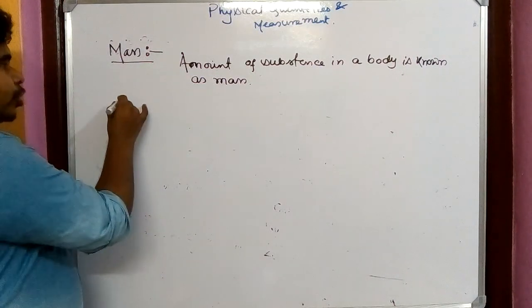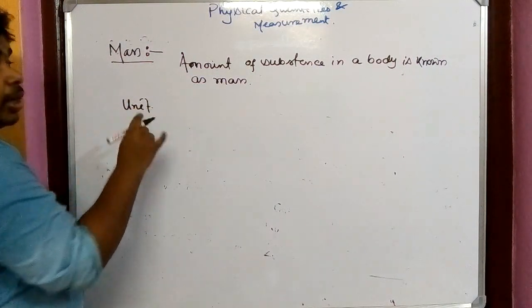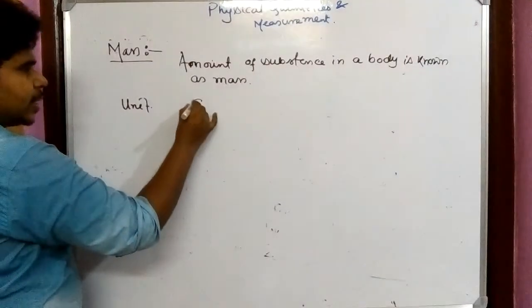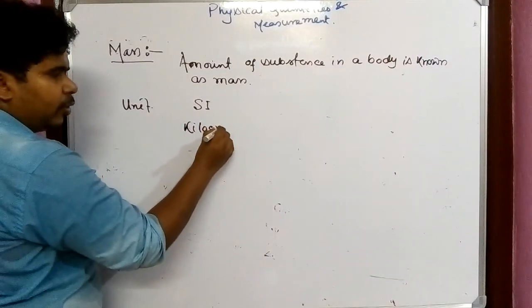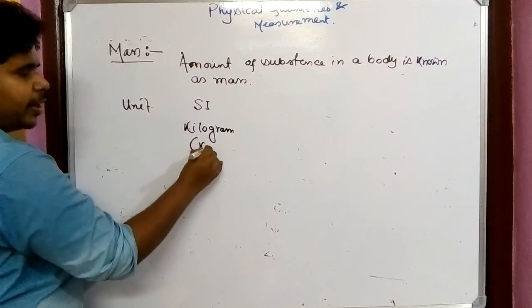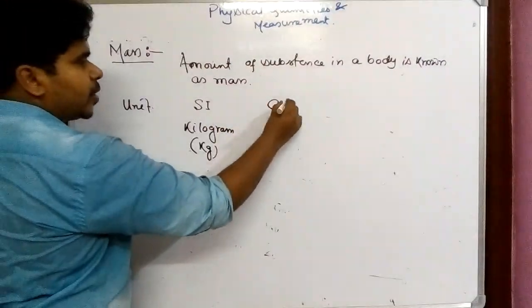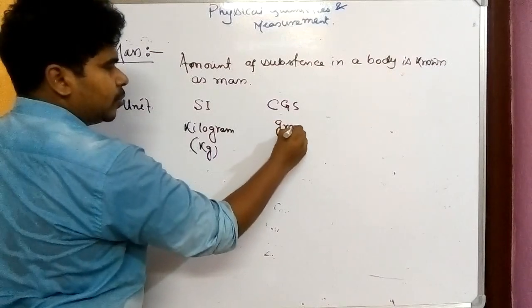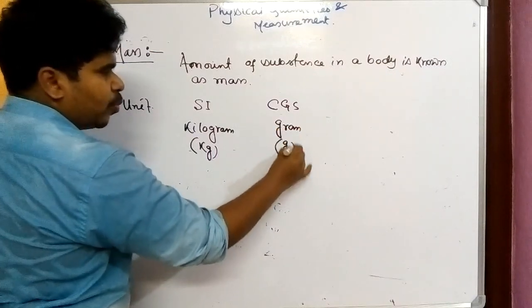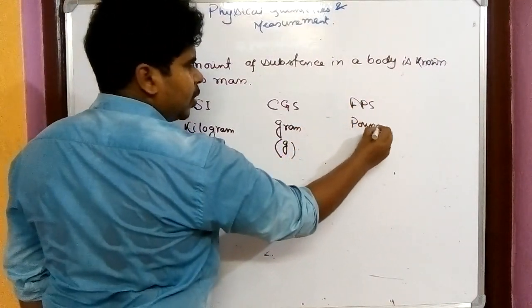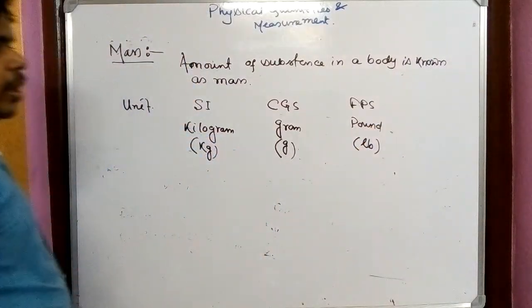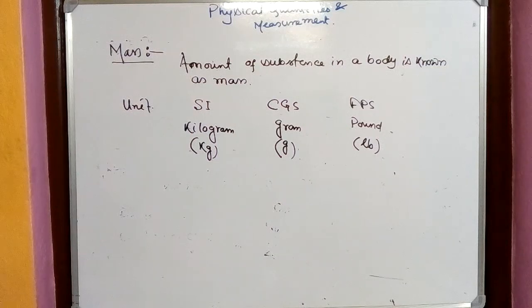And what should be its unit? What will be the standard value by which we can measure it? For SI, we know it is kilogram, abbreviated by kg. The CGS unit is gram, abbreviated by small g, and the FPS unit is pound, abbreviated by lb. So these are the general units of mass. Hope you all know that.